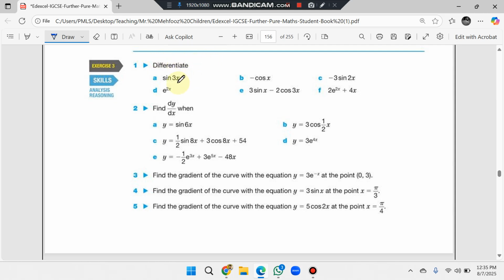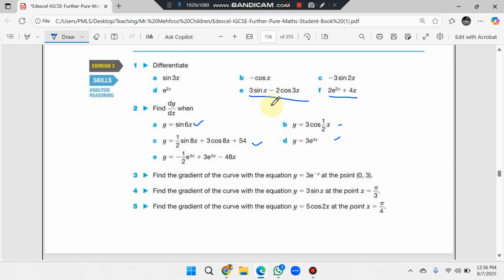In this, differentiate sine 3x minus cos x minus 3 sine 2x, e raised to the power 2x, this one and this one. So here he is not mentioning the exact method, so you can use the chain rule, or you can use the simple method, it's up to you. The simple method is the key points which are written on the front of this topic. Also question number 2 is find dy by dx, where these functions are given, right?